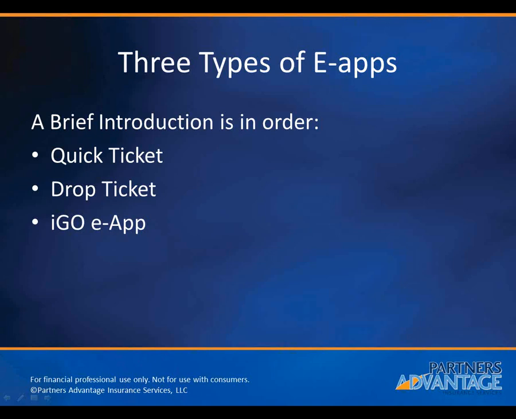So then you have the iGo Eapp, and the iGo Eapp is also powered by iPipeline. It is a full paper application done electronically, and the insured has to sign electronically, typically by email. So the email signature is completed, and this method is used by carriers who don't have their own electronic application system.